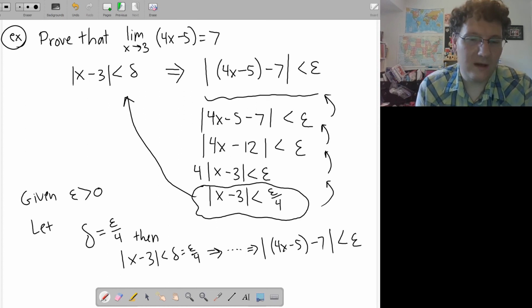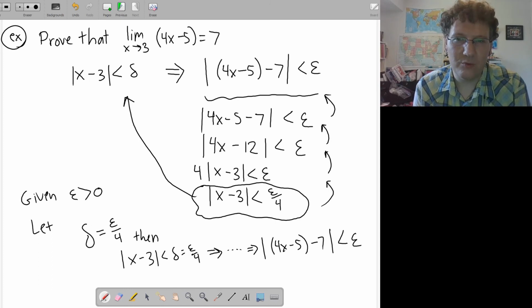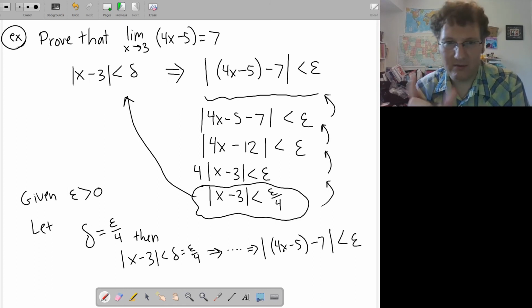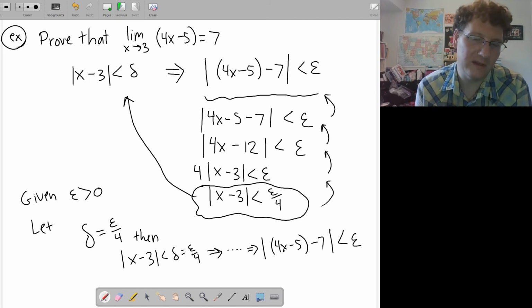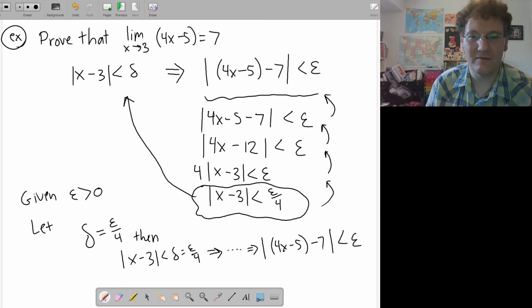Now this is a linear function. If you had something that was a little funkier, you would probably have to take cases, like what if x is greater than 3 or x was a little bit less than 3, and figure out how to handle these absolute value signs. But this is the general idea of these epsilon delta proofs of a limit.